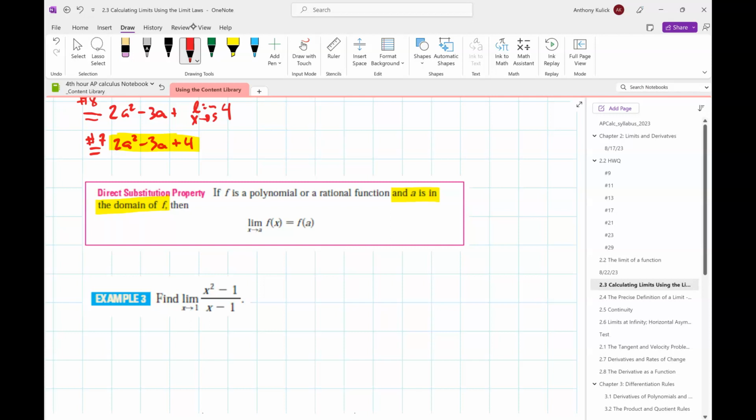No, it's a rational function, but what happens if I plug it in? If I plug the 1 in, the numerator is 0. I get a 0 denominator, right? In fact, I don't just get a 0 denominator, I get 0 over 0. This is called indeterminate. It's not even undefined.